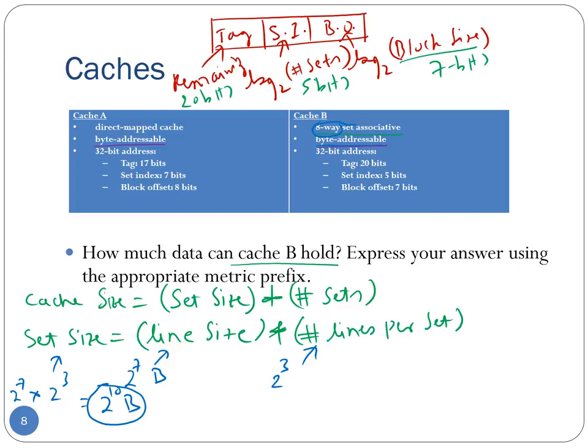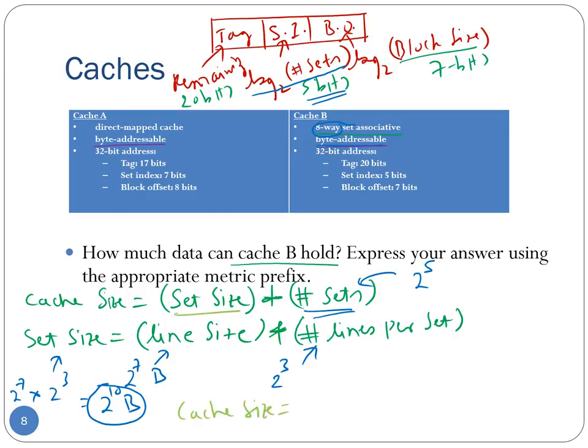Now let's substitute this value here in the cache size. So the cache size is set size into number of sets. So we also need to find out the number of sets before we can do the substitution. So notice that the set index is log to base 2 of number of sets, right? So if there are 5 bits in the set index, the number of sets would be 2 to the power 5.